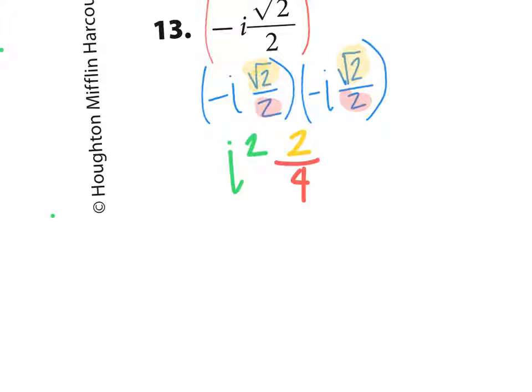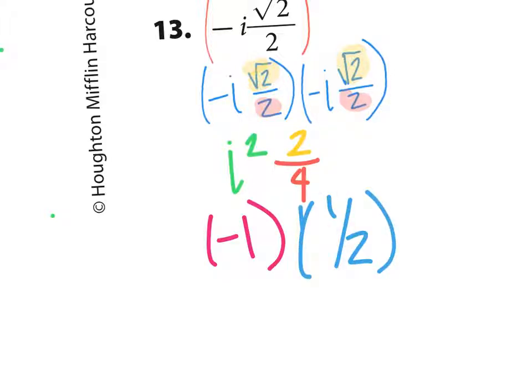Mathematically, what does i squared equal? Yes, it is negative 1. So this is really negative 1 times 2 over 4, which is going to reduce to 1/2. And then a negative 1 times a 1/2 is going to give us negative 1/2. And that would be your final answer.